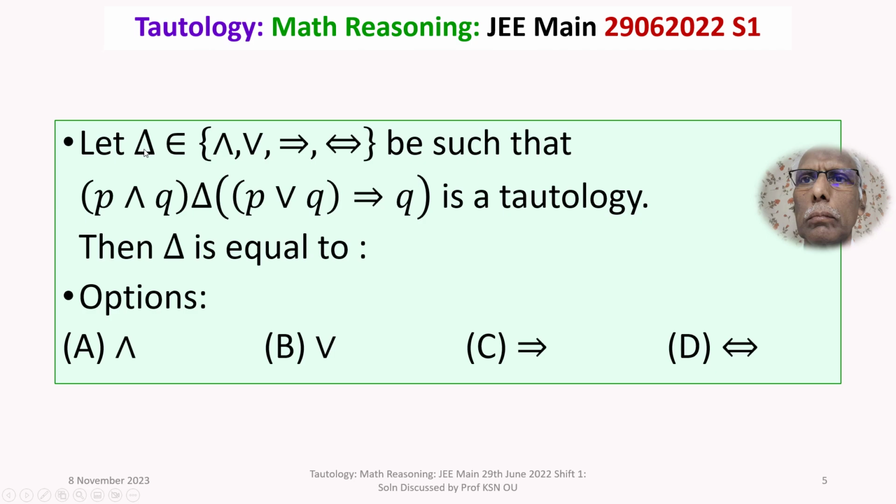Here delta belongs to the set of the four connectives: and, or, implies and implied by, be such that (P and Q) delta (P or Q implies Q). This compound statement is a tautology. Then we have to find for what connective delta takes such that this compound statement is a tautology.